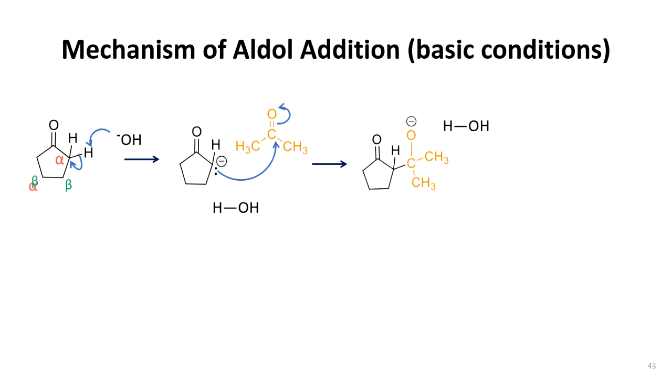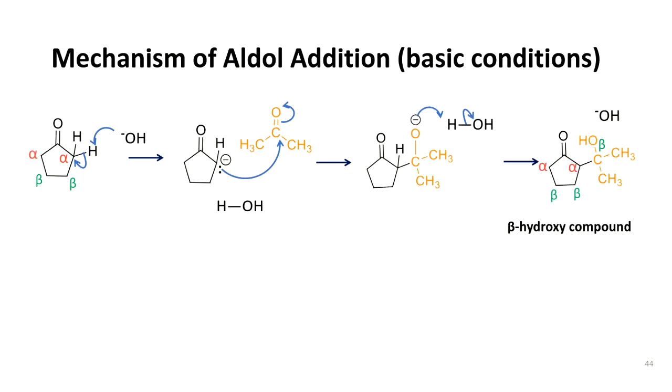So we have the formation of a new bond between our carbanion and our carbonyl carbon. That is where we are now. And the next step is we will protonate the oxygen and we end up with a hydroxyl group. So notice now the hydroxyl group is added to the beta carbon, meaning beta in relation to your carbonyl group. So we have alpha, beta carbon. So we have formed a beta hydroxy compound.